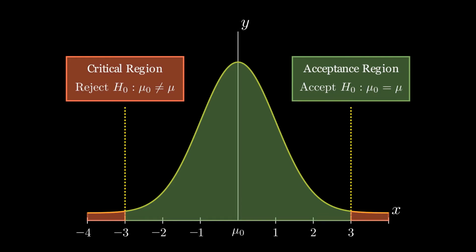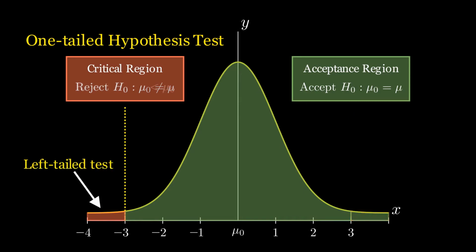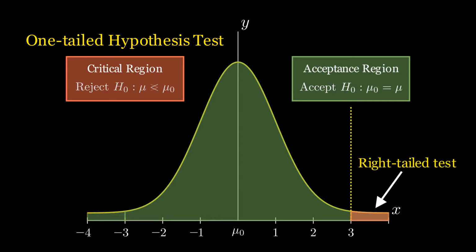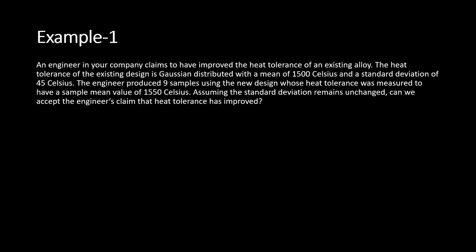A test in which critical regions lie on both sides of the acceptance region is referred to as the two-tailed hypothesis test. We also have the one-tailed hypothesis test, which is further subdivided into the left-tailed test, in which the critical region is below the distribution mean, and the right-tailed test, in which the critical region is above the distribution mean. Now let's go through an example.